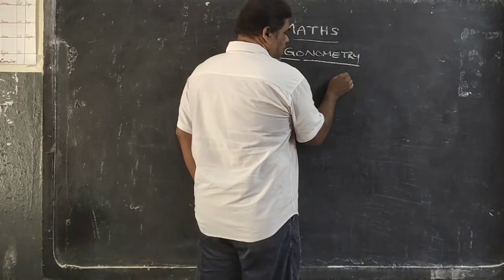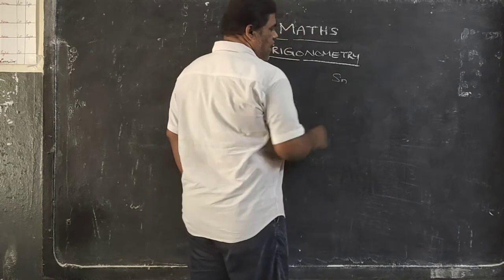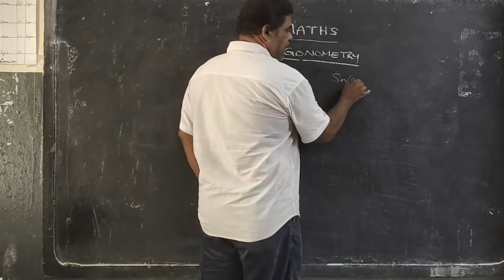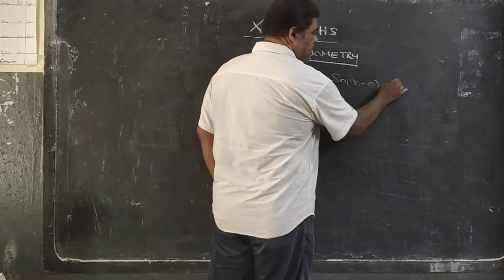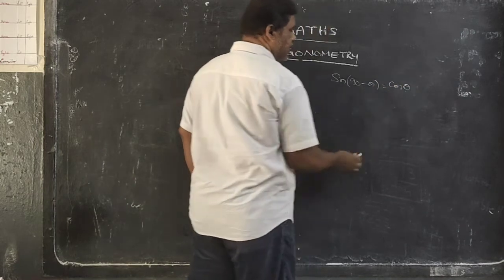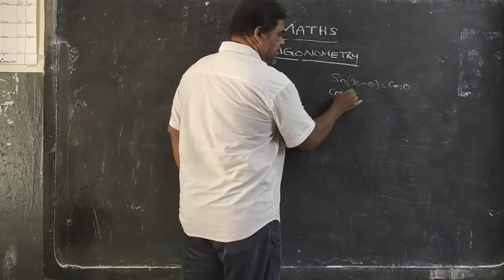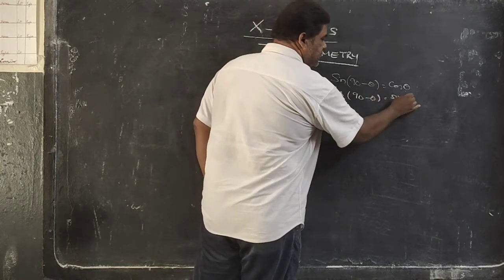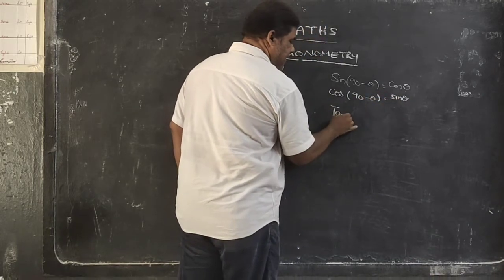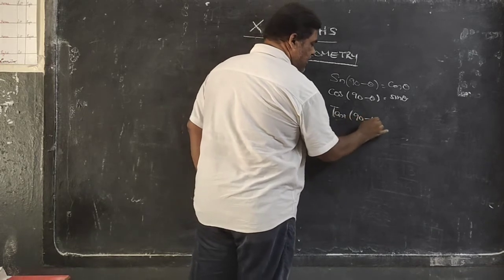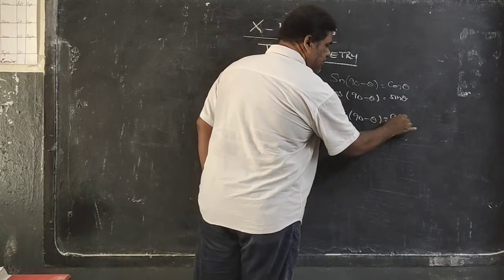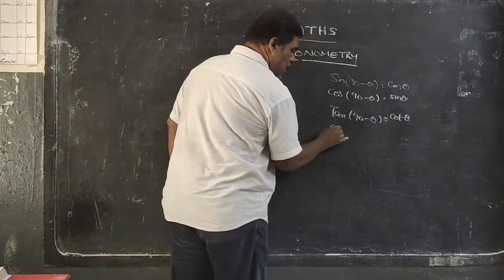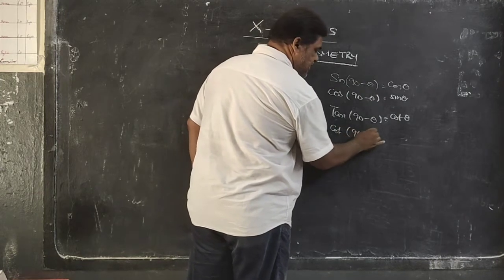Yesterday we discussed trigonometric ratios of complementary angles, that is, sin(90 minus theta) is cos theta. Cos(90 minus theta) is sin theta. Tan(90 minus theta) is cot theta. Cot(90 minus theta) is tan theta.